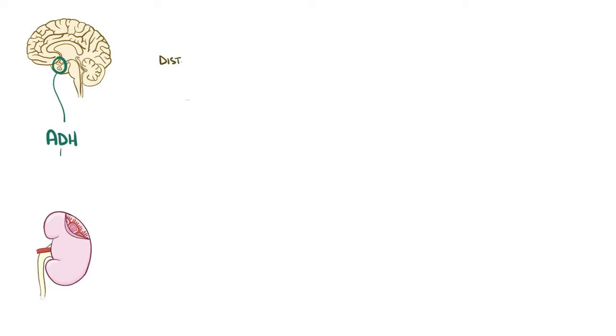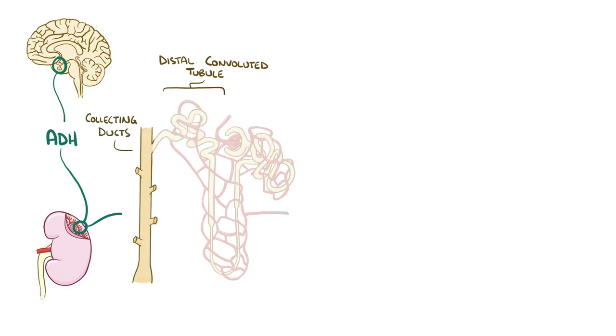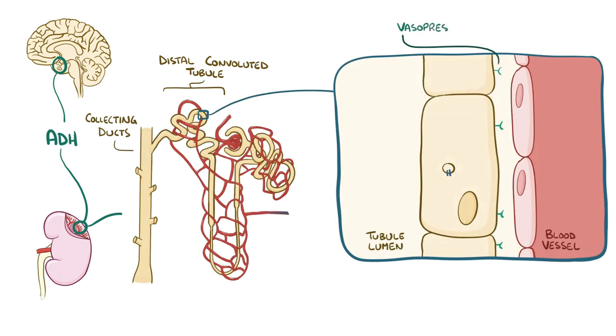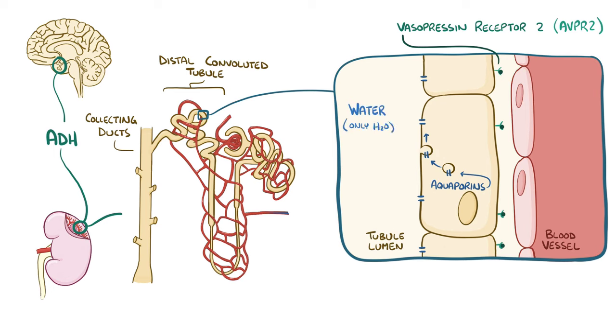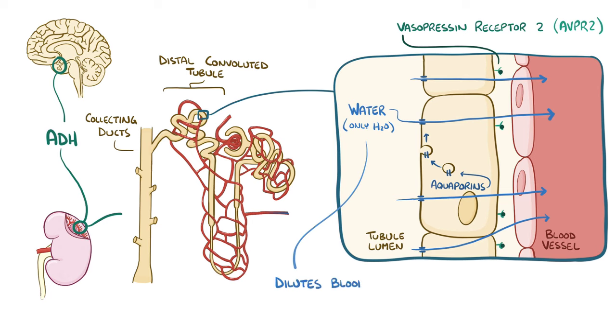ADH travels to the kidneys, specifically to the distal convoluted tubule and the collecting ducts of the nephrons, and binds to a receptor called vasopressin receptor 2, or AVPR2. When AVPR2 is bound, proteins called aquaporins, which usually sit in vesicles inside the cells of the distal convoluted tubule and collecting ducts, start to embed themselves in the apical surface of the cells, which is the side that faces the lumen of the tubule. These aquaporins ultimately allow water, and only water, to travel out of the lumen of the tubule and into the cells lining the nephron, and ultimately back into the blood. Just like drinking more water, this dilutes the blood and returns plasma osmolality to a normal level.